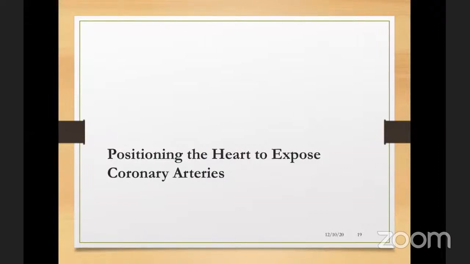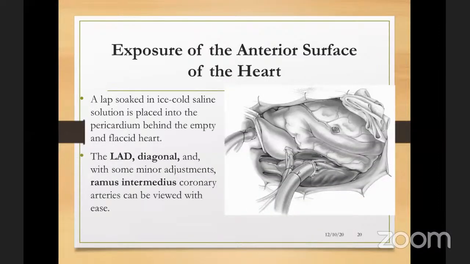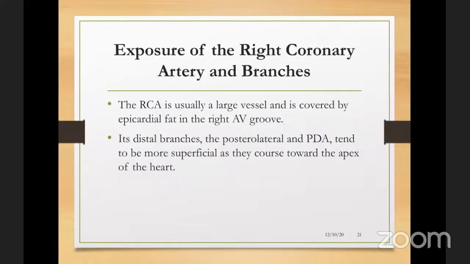For positioning the heart to expose the coronary artery, the anterior surface of the heart can be exposed with a lap soaked in iced cold saline and placed into the pericardium behind the emptied heart. This will bring up the LAD diagonal, and with minor adjustment, the Ramus intermedius can also be viewed in such position.